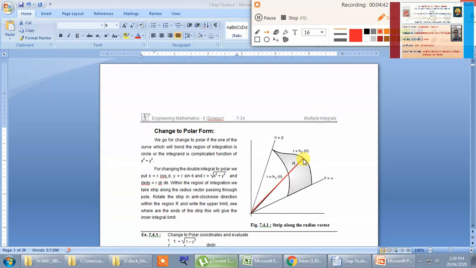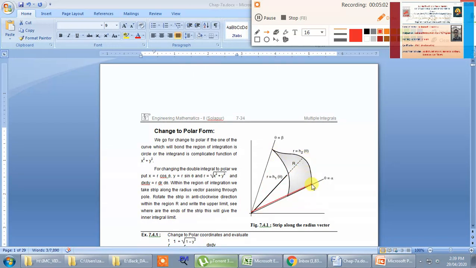Okay, so change the problem to polar form. So what is the procedure for changing to polar form? First of all, you see what the region of integration is. In the region of integration, you take a radial strip. The radial strip starts at the origin, and it ends at the outermost curve. So this is the outermost curve.